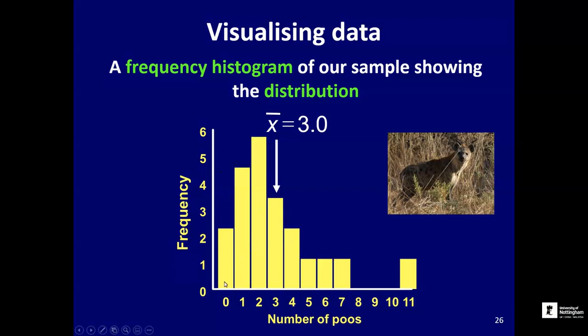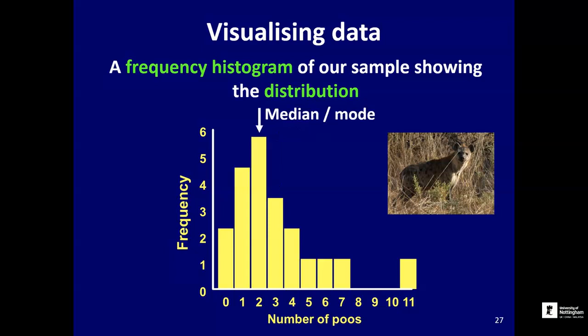Obviously you can't have negative poos, so the distribution is bounded at 0. And we can see this slightly lopsided tail on the right hand side of the distribution, where we've got just a few latrines which have relatively large numbers of scats, while the bulk of latrines have only 1 or 2. That was something we picked up on to some extent when looking at the mode, the median and the mean earlier.